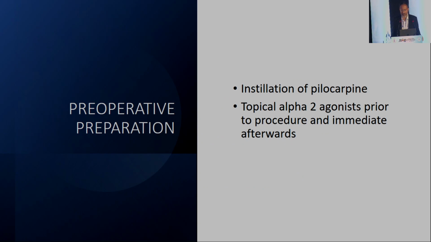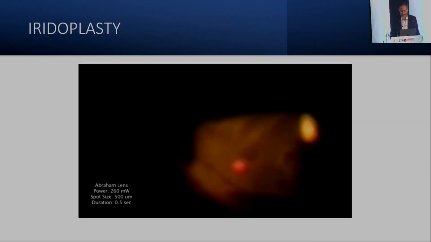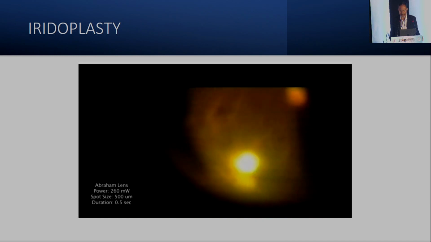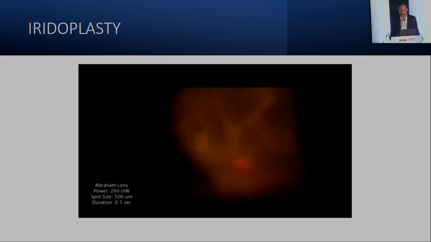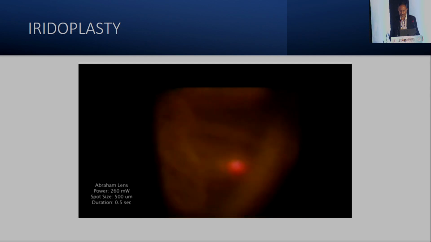So preoperatively, you instill pilocarpine, and also use a topical alpha-2 agonist prior to the procedure and immediately after the procedure. Iridoplasty is performed under topical anesthesia with an Abraham lens. You can use pilocarpine 3 to 4 times before doing the procedure. Laser beams are focused on the periphery of the iris, as close to the limbus as possible. Just use the Abraham lens. The ideal endpoint is just a contraction of the peripheral iris, with no pigment release and no air bubble formation. Just do 360 degrees.